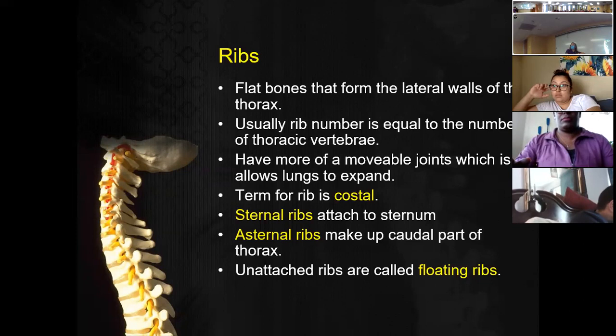Ribs. Very nice, medical term for ribs. Right up there. How many pairs of ribs? 13. 13, because every thoracic vertebra has a pair of ribs attached.